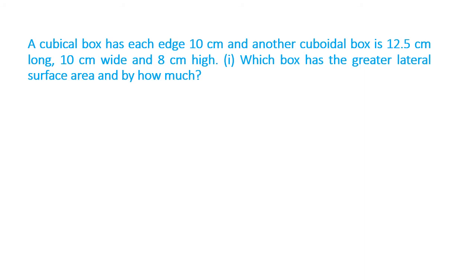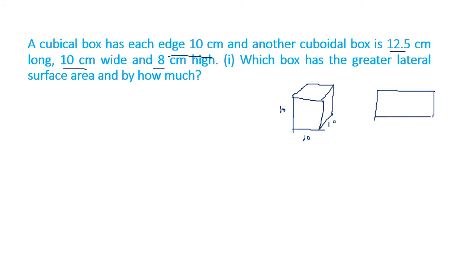A cubical box has edge 10 centimeter. Another cuboidal box is 12.5 by 10 by 8. So let me draw. Okay, the drawing is not very accurate, but you'll understand. A cubical box of 10 by 10 by 10 and a cuboidal box of 12.5 by 10 by 8. We have to compare the lateral surface area, how much it is.